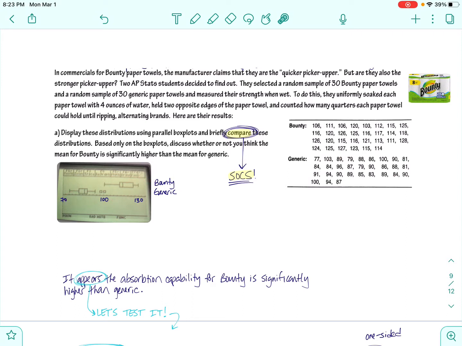At what point do we say, yes, Bounty is better and generic is not? The first part of this problem wants you to compare these two box plots, which I'm going to skip for the time being. Just remember, going all the way back to the very first thing I taught you in chapter 1, when you see the word compare, you need to use the acronym SOCS: shape, center, spread, outliers. Again, I'm going to skip this for the sake of this video. But I've written a generic statement down here: it appears as though the absorption capability for Bounty is significantly higher than generic.